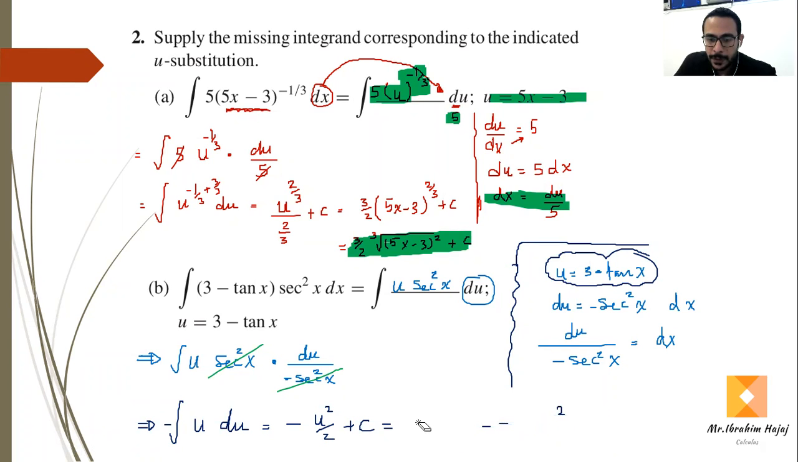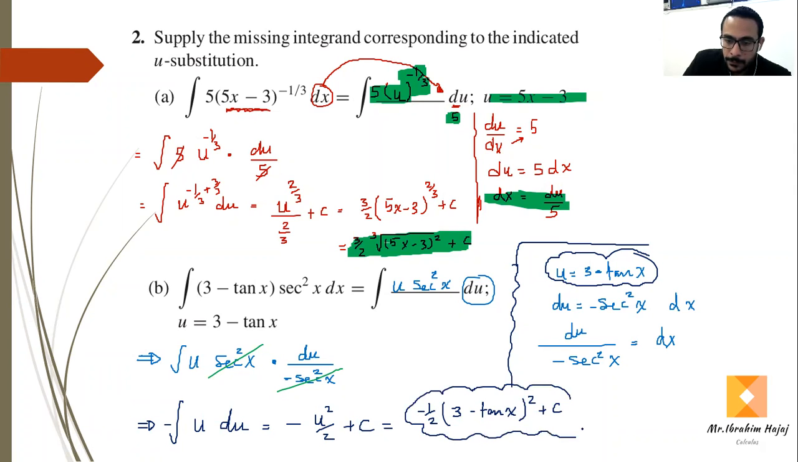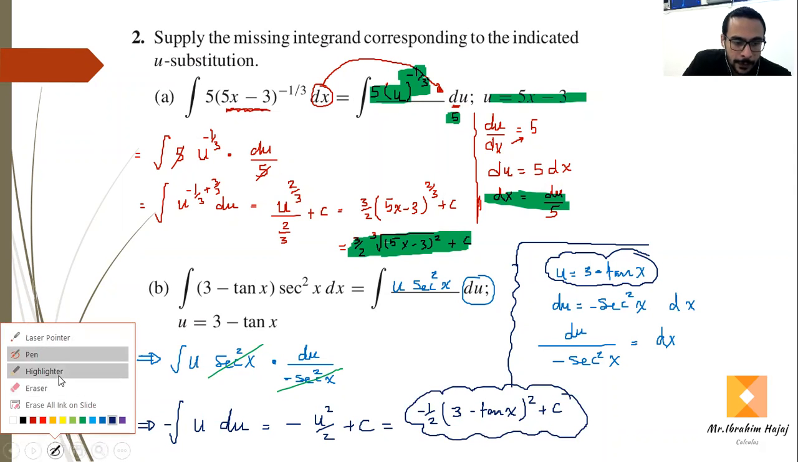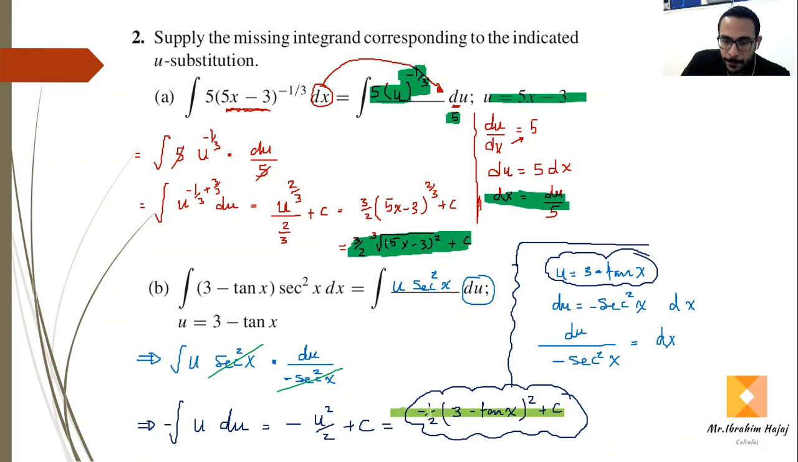Okay, so I'm going to erase it and write it up here. This is the final answer. Do you mean the final answer or the whole step? It's negative 1 over 2, and replacing the u by 3 minus tan x, to the power of 2, plus c. Is it all visible now? Yes, okay. This is your final answer.